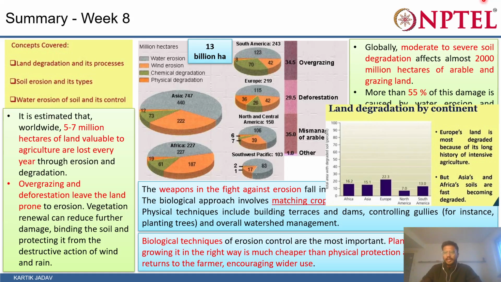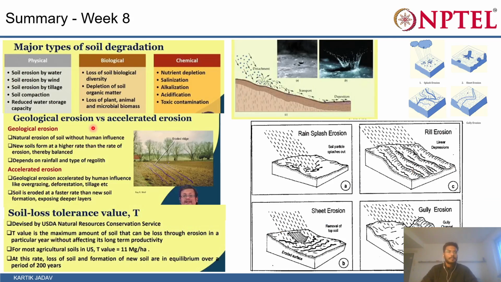You can see the land degradation by continent. Europe has the highest degraded area, followed by Africa, then Asia, then South America, and then we have North America. Then, the major types of soil degradation are physical, biological, and chemical.